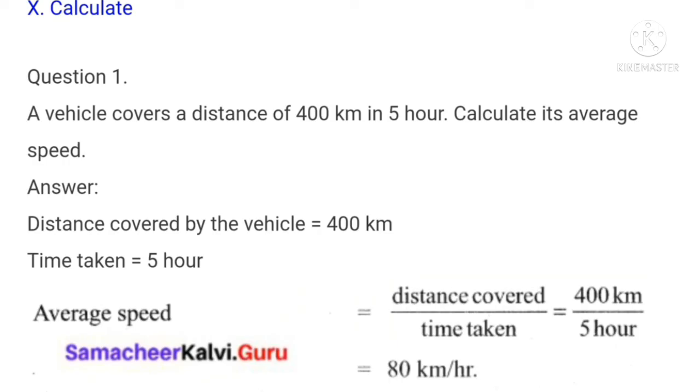11th Roman letter, problems. First question, a vehicle covers a distance of 400 km in 5 hours. Calculate its average speed. Answer, distance covered by the vehicle is equal to 400 km. Time taken is equal to 5 hours. Average speed is equal to distance covered by time taken, is equal to 400 km by 5 hours, is equal to 80 km per hour.